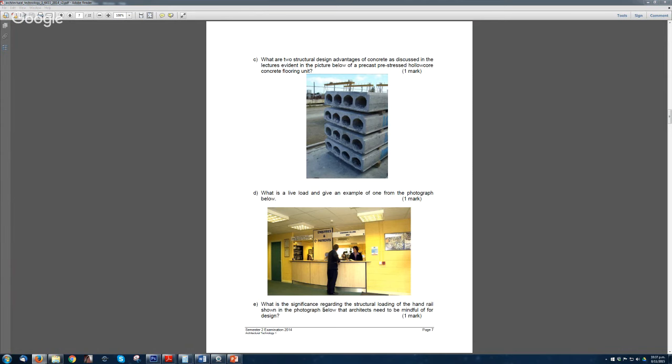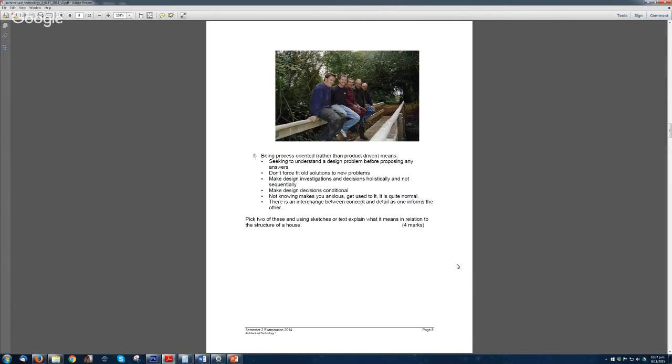What is the significance regarding the structural loading of the handrail? Transfer below. So this one, I think it was like you should always size your handrail for more than it's required, because you never know who's gonna sit on it or how many people are gonna sit on it.